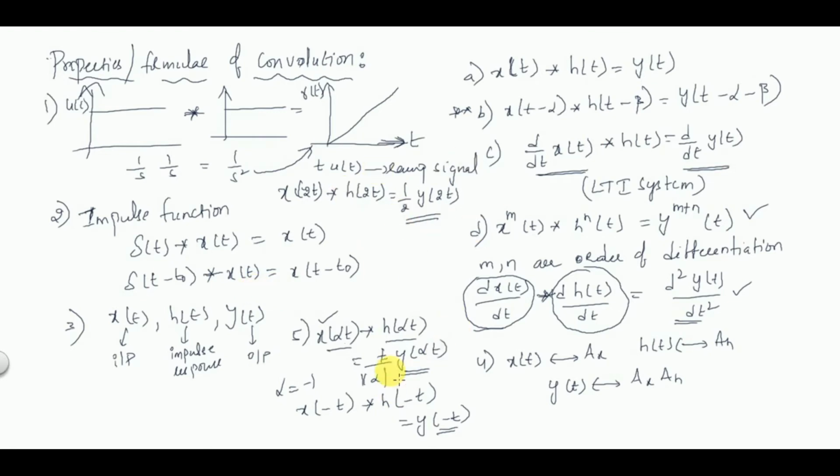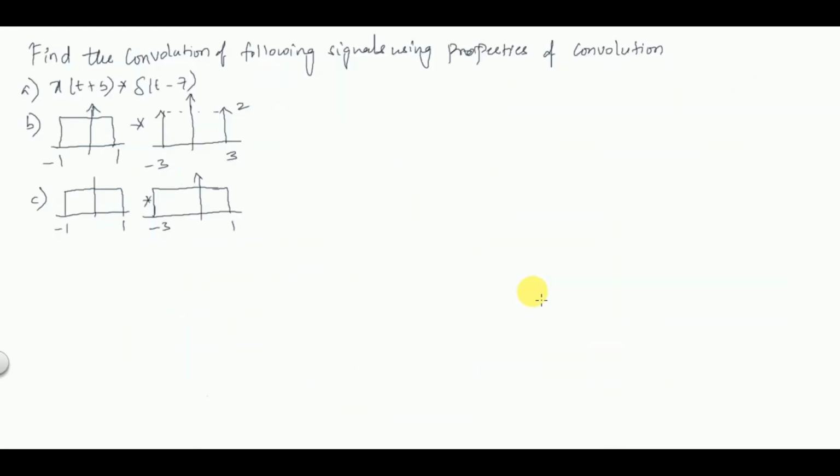Okay, so this is how we can apply these formulas. Out of this, every formula is important in order to find the convolution. Next, if you are asked to find the convolution of the following signals using properties of convolution, we'll now see examples using the properties of convolution.